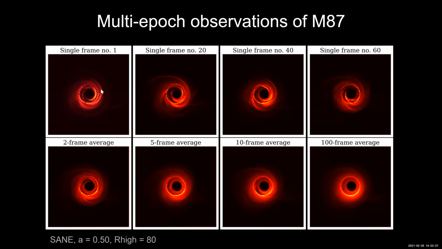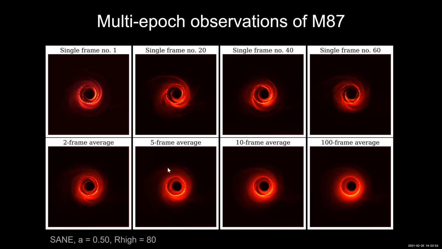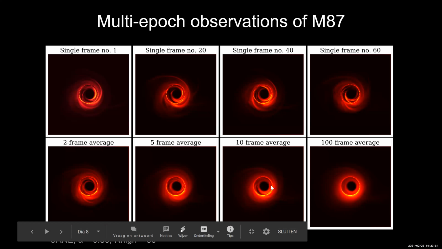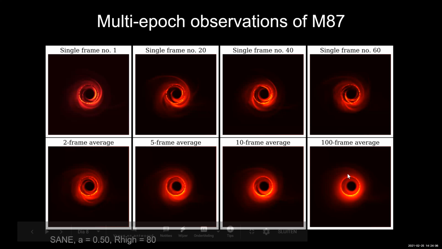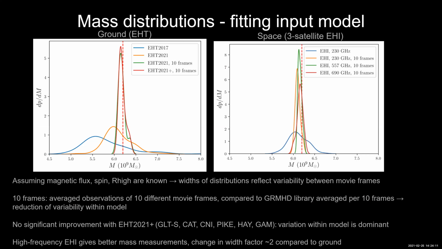So in the top row here, you can see that for different frames of the same simulation, the emission can look quite different. But then, as shown here on the bottom row, when we average multiple frames of this simulation, as we average more and more, we start to wash out this turbulent variable structure, and we are left with an image that is much more dominated by the lensed photon ring, which also makes the fitting much easier.